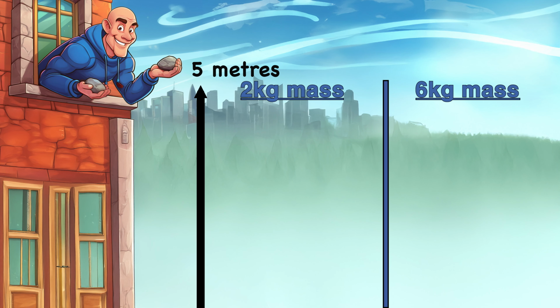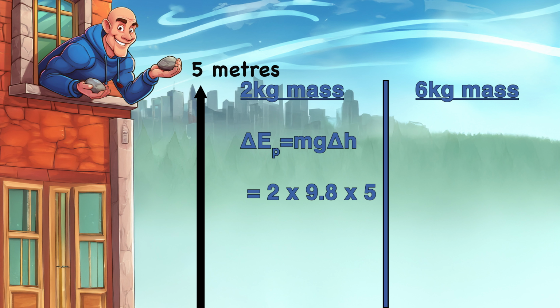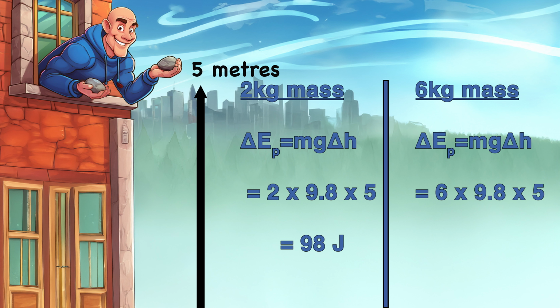The change in potential energy of the two objects is therefore mg delta h, which is 5 times 9.8 times 2, which equals 98 joules. And delta Ep equals mg delta h, which is 5 times 9.8 times 6, which equals 294 joules. As the two objects fall, the gravitational potential energy decreases and the kinetic energy increases. When the objects hit the ground, they have lost this change in gravitational potential energy, and it's all turned into kinetic energy. We can use this to find out how fast the objects are going as they hit the ground.